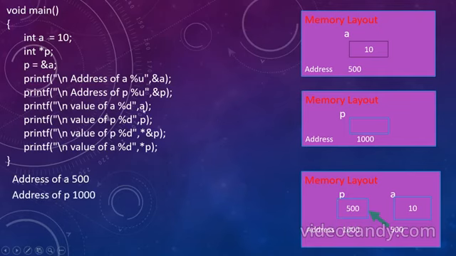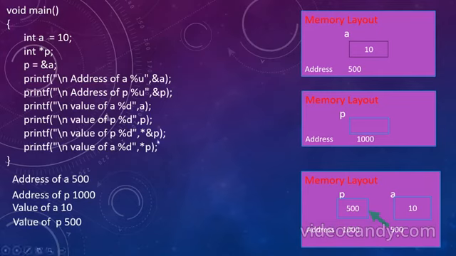Here what I am printing is simply a. This a will give me what? The value of a. So here the value of a is, you can see, 10. So the output should be 10. Next one, I am printing p. P will print me what? The value of p. So the value of p here is 500. So the answer should be 500.